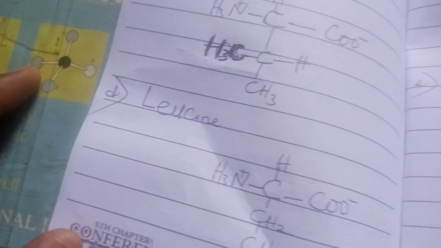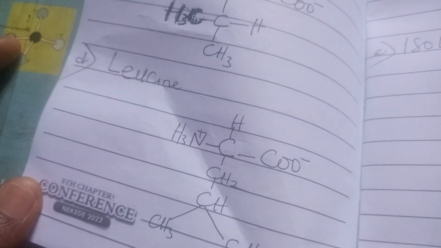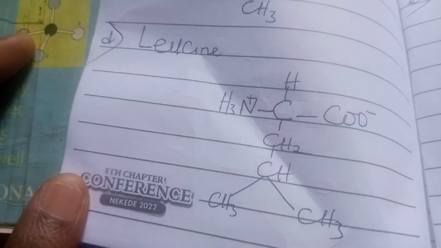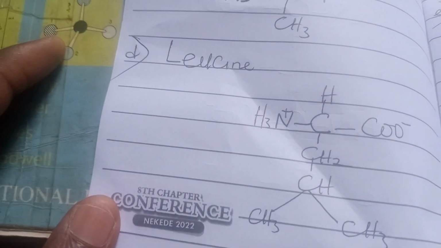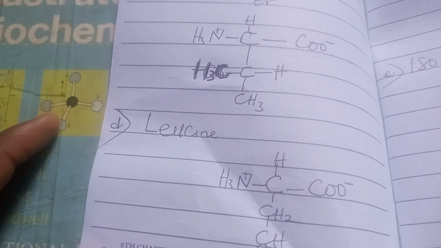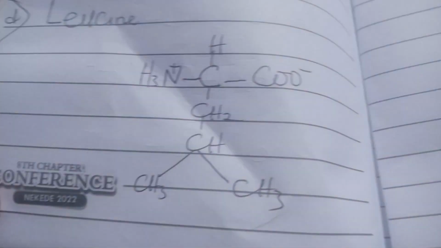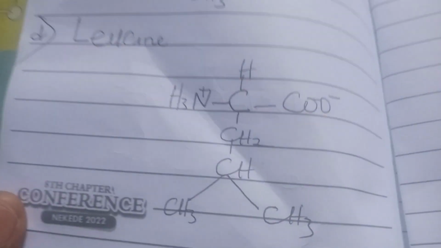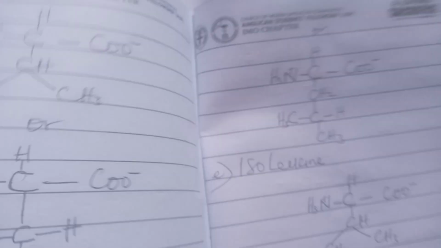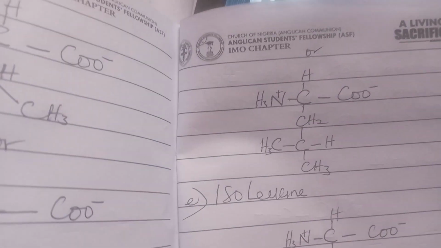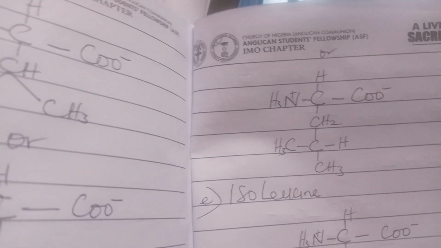Now the next one is leucine. Look at the leucine there. We have the carboxylic group also, we have the amino group. Look at the hydrogen up there. Now look at the R group down: CH2, CH, CH3, CH3. This is the same thing again. I opened it again and wrote all to re-explain it. You see the same thing that happens in that leucine.